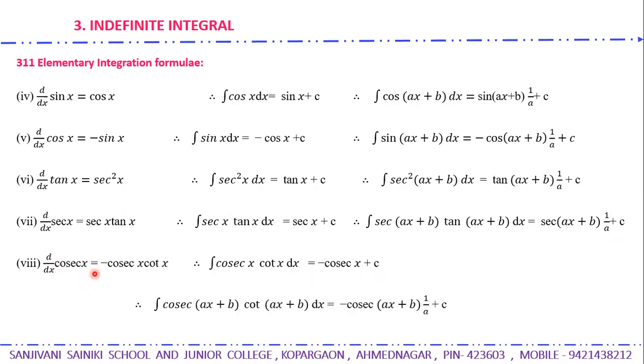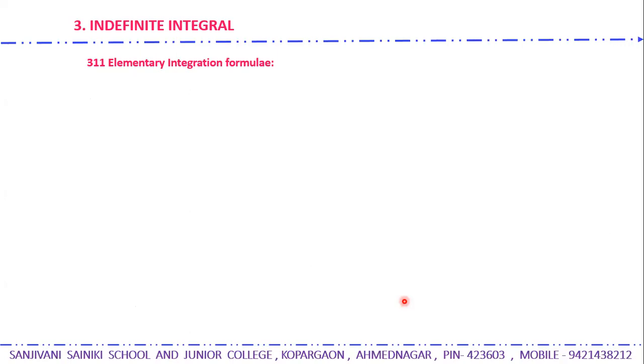Next, d by dx of cosec x. Now what is the derivative of cosec x? Its derivative is minus cosec x cot x. So the integral of cosec x cot x is minus cosec x plus c. Replace x by ax plus b. You get the integral of cosec(ax plus b) cot(ax plus b) dx is minus cosec(ax plus b) into 1 upon a plus c.